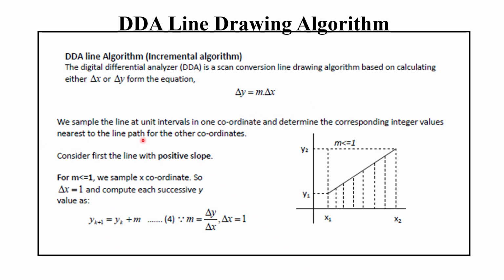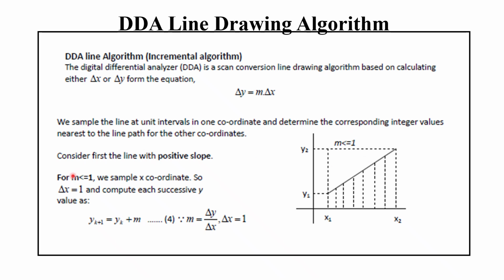We sample the line at unit intervals in one coordinate and determine the corresponding integer values nearest to the line path for the other coordinate, meaning we will be incrementing either x in unit intervals, like when x is equal to 5, next time x will be 6, the next time x will be 7, 8. Like that, we will be incrementing x coordinates alone in unit intervals, and then we will be finding out the corresponding y values for that particular point of x. So that is why we call this an incremental algorithm. So incrementation can be done either along x coordinate or along y coordinate.